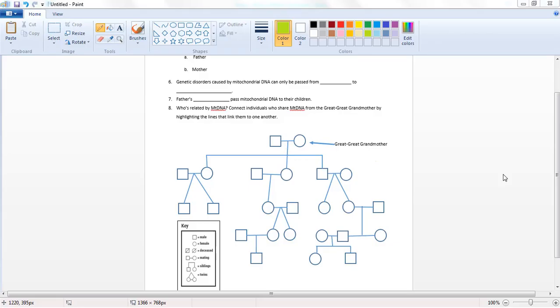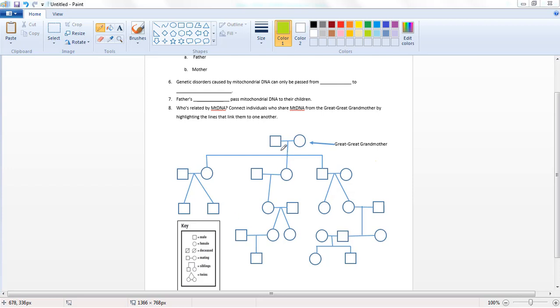All right, so now we're going to do this activity where who's related by mitochondrial DNA, connecting individuals who share mitochondrial DNA from the great-great-grandmother by highlighting the lines that link them to one another. So this is a pedigree chart, and I'm not sure how familiar you are with pedigree charts, so I'll quickly go over that. So here's the key.